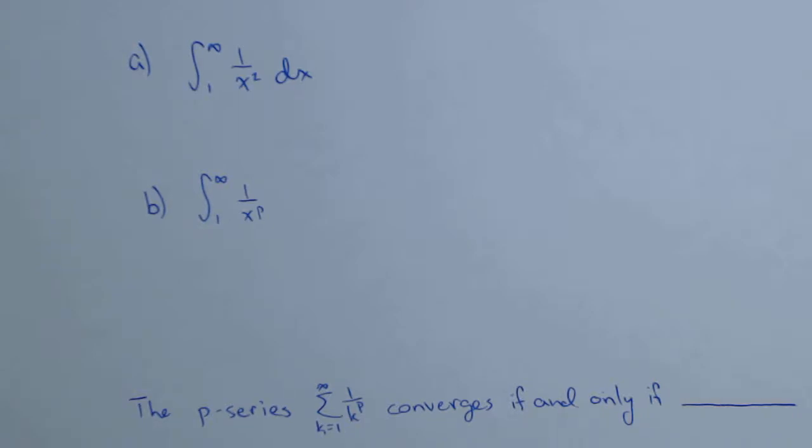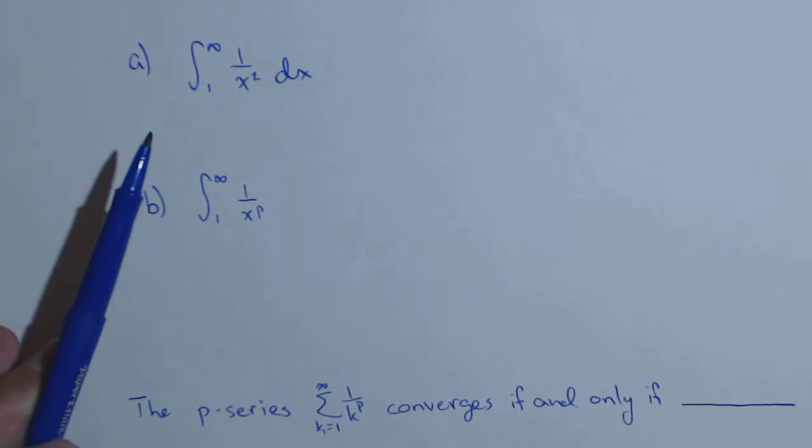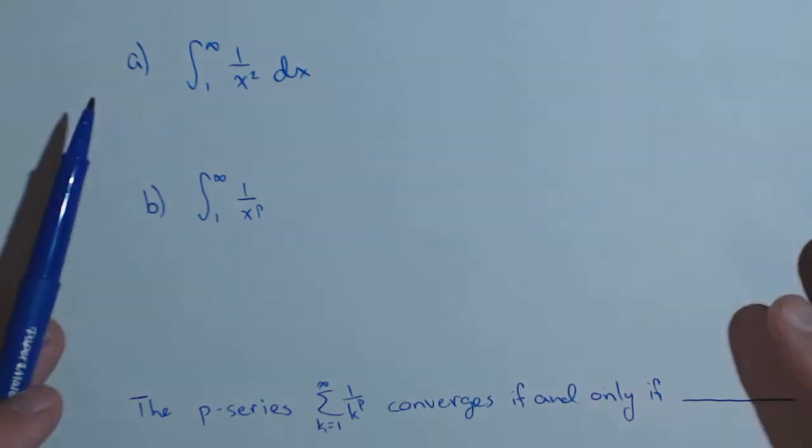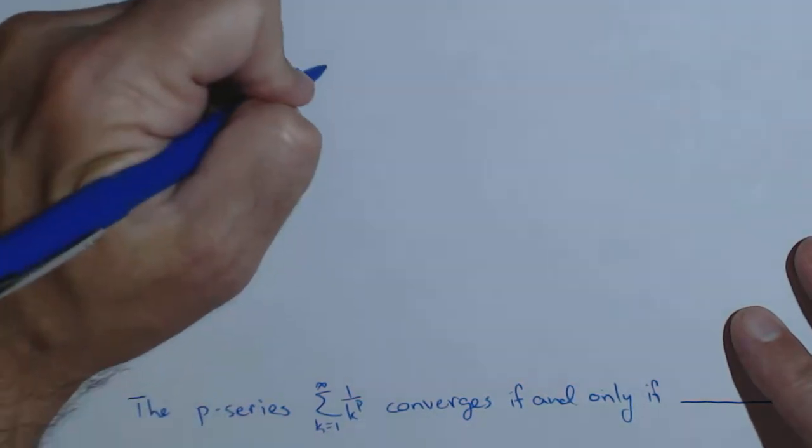In this video, we're going to come up with a rule for what we call p-series. They're any infinite series that have the form 1 over k to the p, as k goes from 1 to infinity, by studying improper integrals. So let's go ahead and do a basic one first, just to get the hang of this.